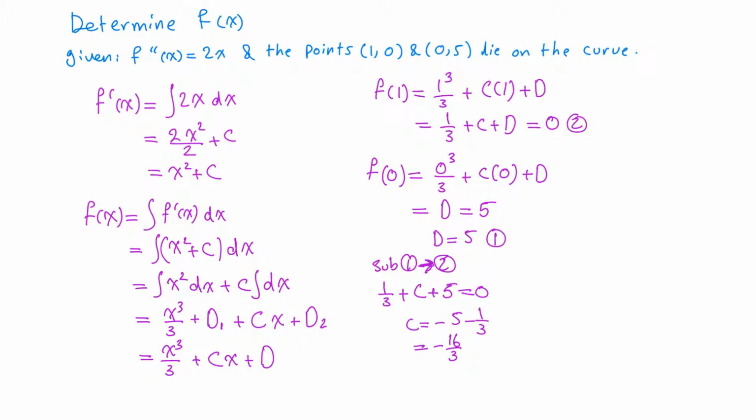So finally I can write my final equation, and my final equation is right here: x cubed over 3 plus my c value, which I found right here as negative 16 over 3, times x, plus my d value, which is right here, and it's written as 5. So I can write my f of x as x cubed over 3, my c value, which is negative 16 over 3, x, plus my d value, which is 5, and that is my final answer.